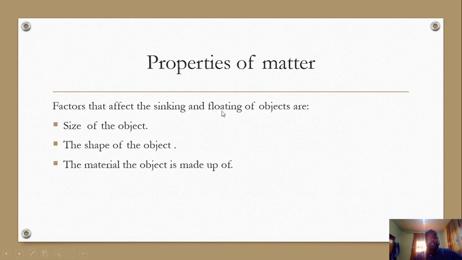Factors that affect the sinking and floating of objects are the size of the object, how big the object is. Very big objects sink in. Small objects stay on top. The shape of the object: if it's flat like a paper, it will stay on top. If it is round, it will probably go down. The material the object is made up of: if it is made up of heavy materials, it will sink in. If it's made up of light materials, it will stay on top and float, right?